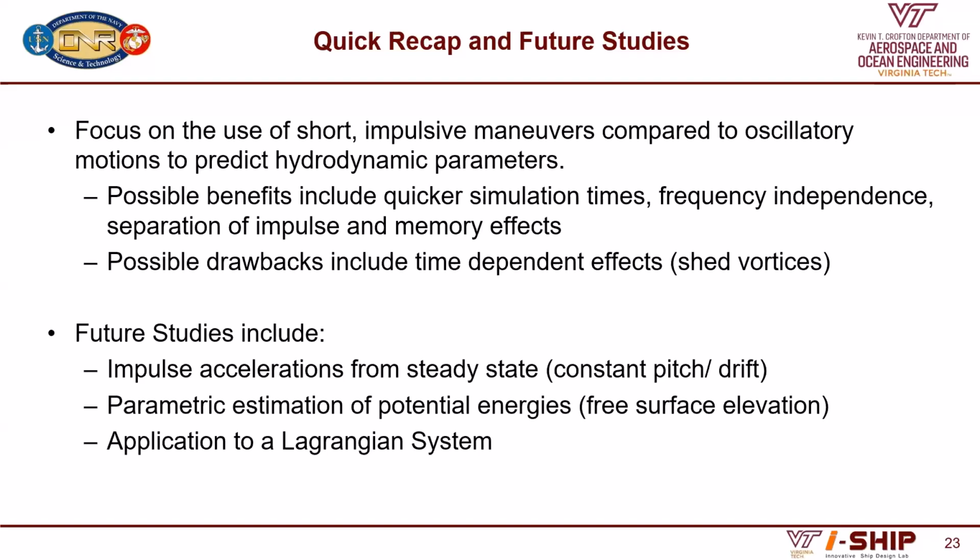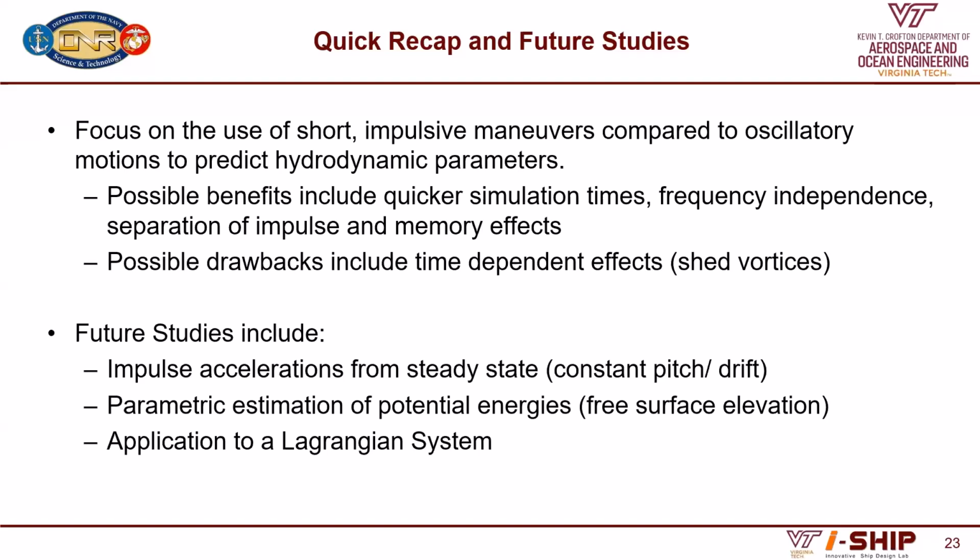We don't have the boundary layer, but we could impulsively stop this body and see how the energy evolves with time, separating that impulsive acceleration and then what happens after it. Some possible drawbacks, of course, include those time-dependent effects, if there are shed vortices, or if there's interaction with past flow. And so that leads into some of the future studies that are ongoing now, which is running these impulsive accelerations from a steady state, whether that be straightforward motion or a motion with a constant pitch or drift.